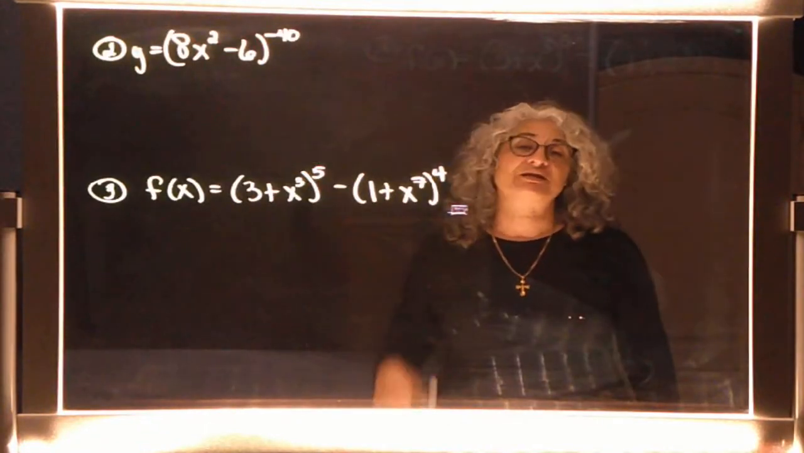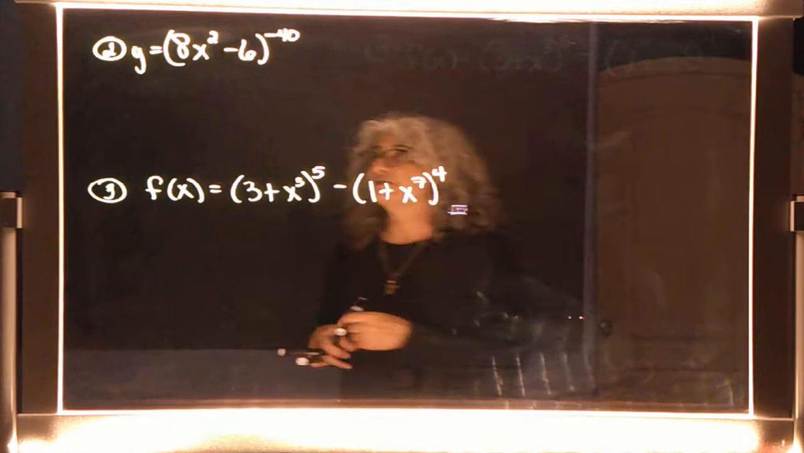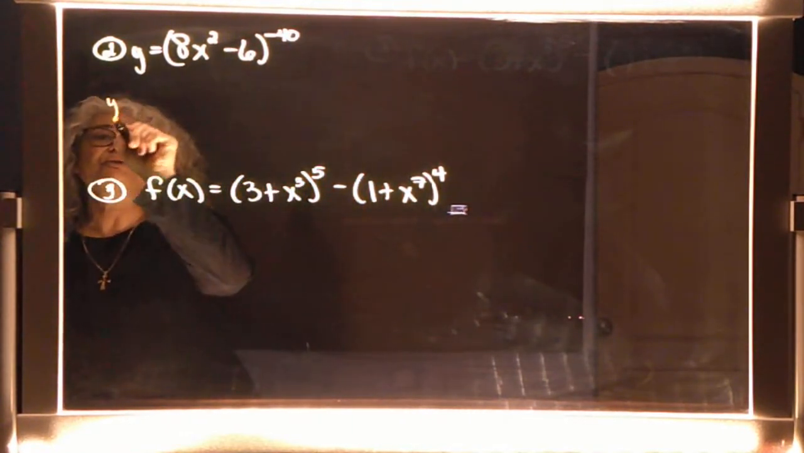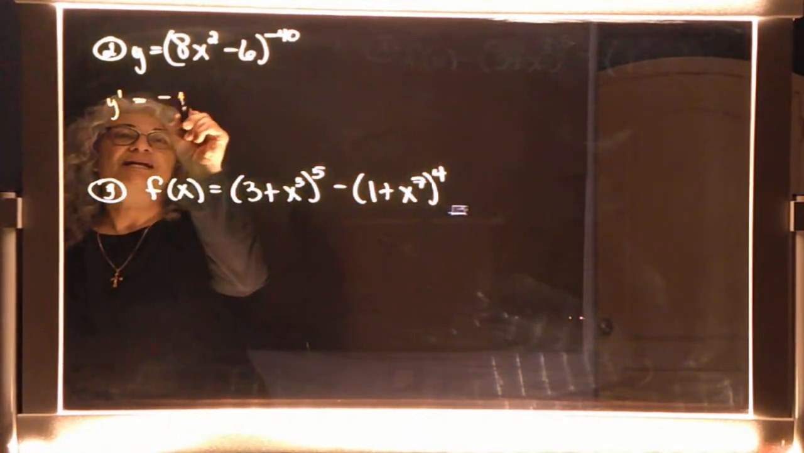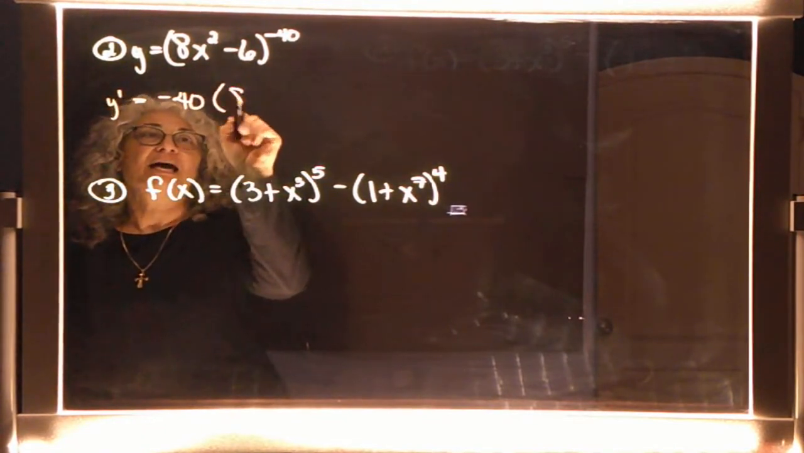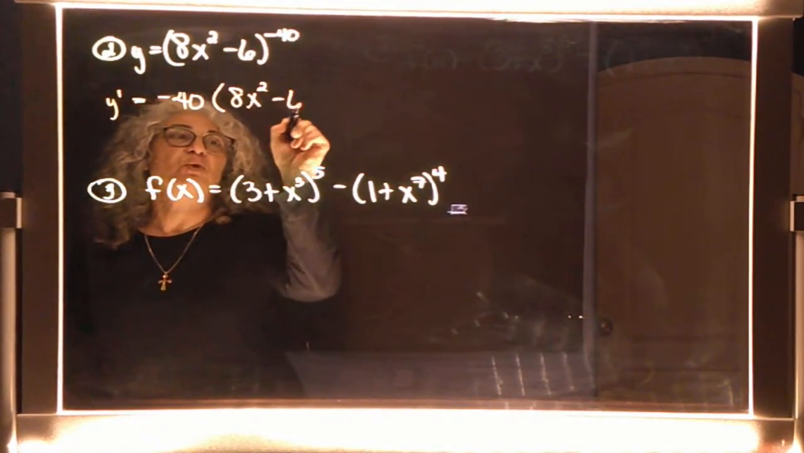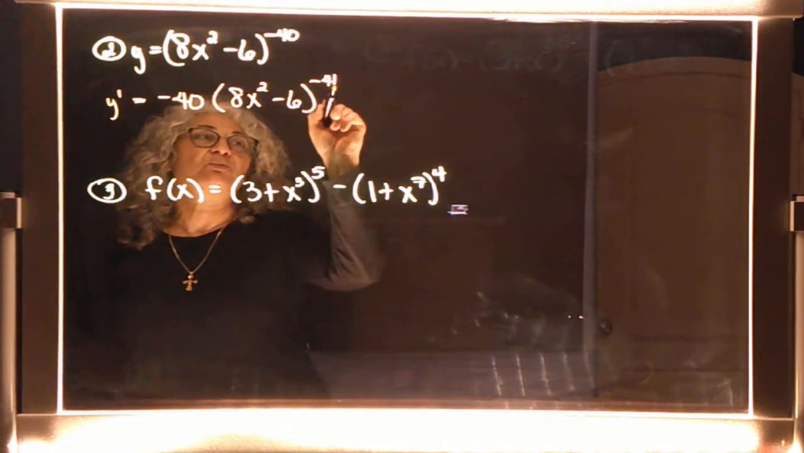So let's look at the second problem. I'm still taking the derivative, which means the first thing I'm going to do is bring down the power, which is negative 40, and then I'm going to reduce it by 1, which makes it a negative 41. Agreed?